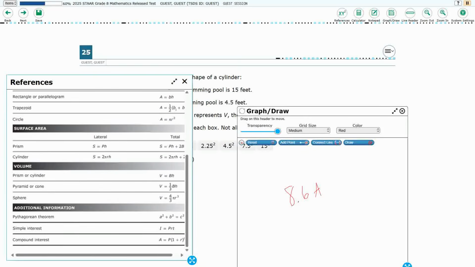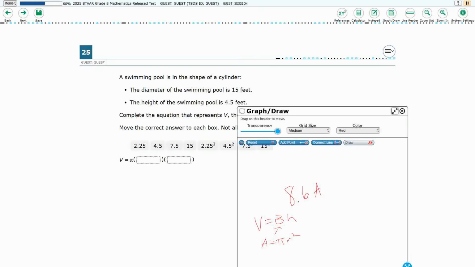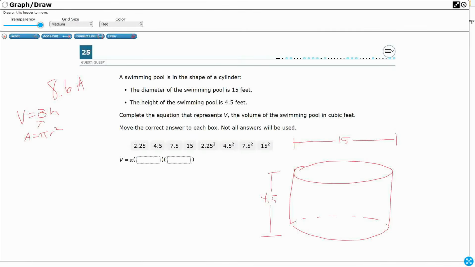And we've got volume of a prism or cylinder is volume equals base times height, but we need 2. That big B is the area, and what is our base? Our area is a circle, so we need the area of a circle as well. So area equals pi r squared. That's the tricky part, is realizing that you basically need 2 different formulas there.